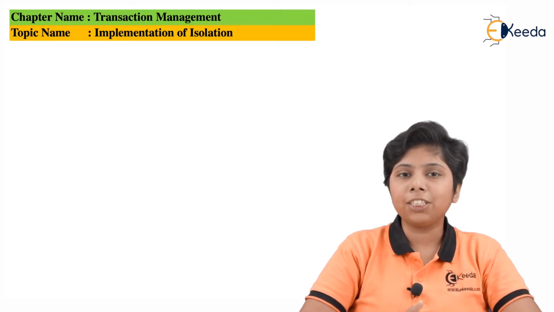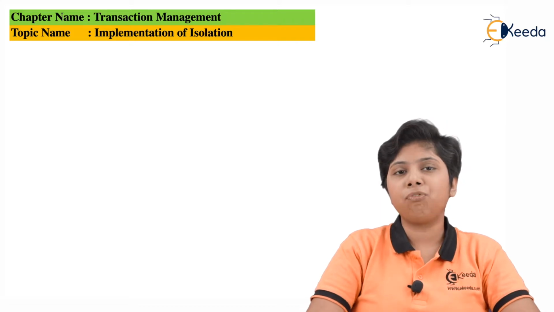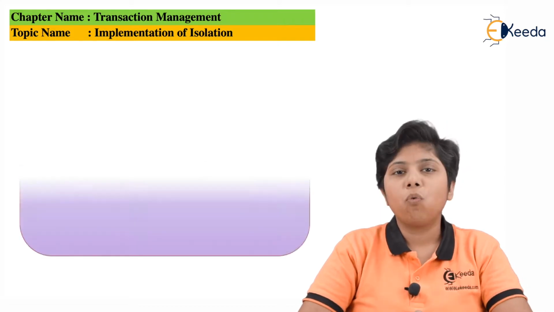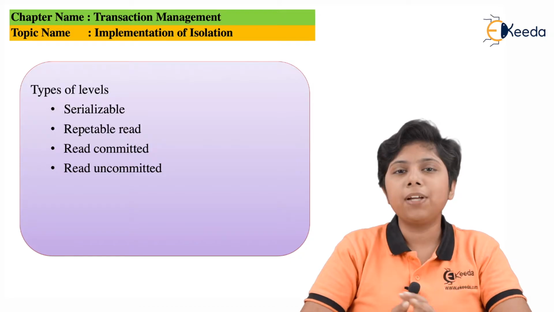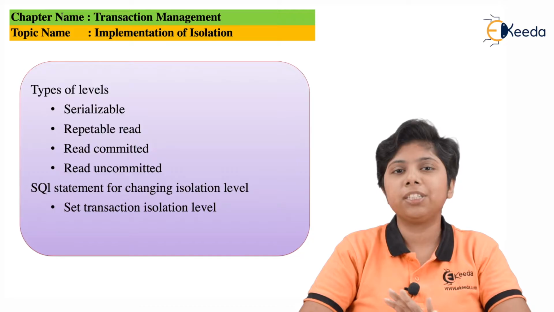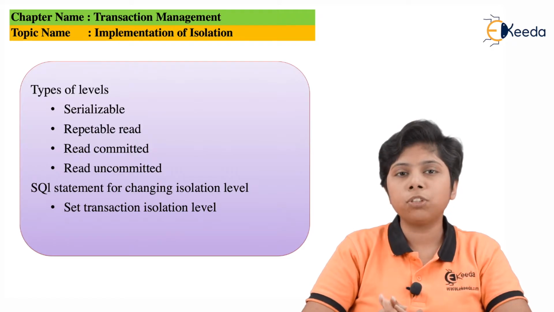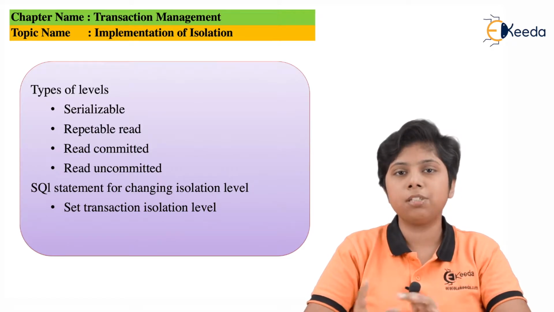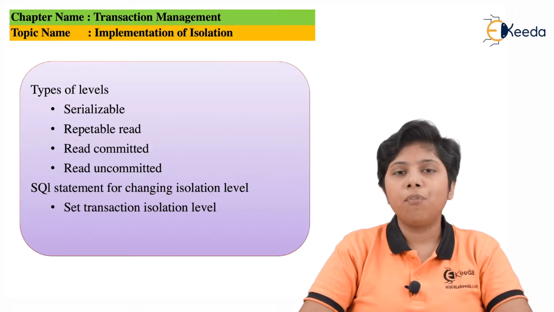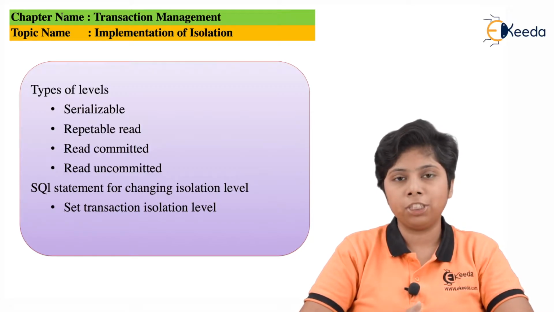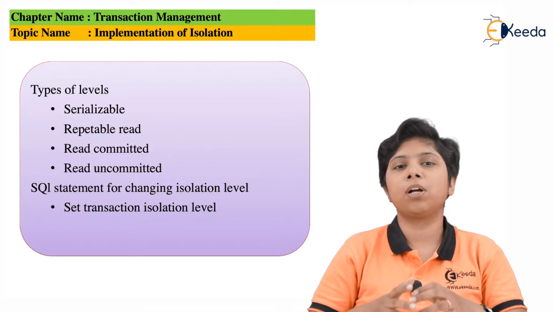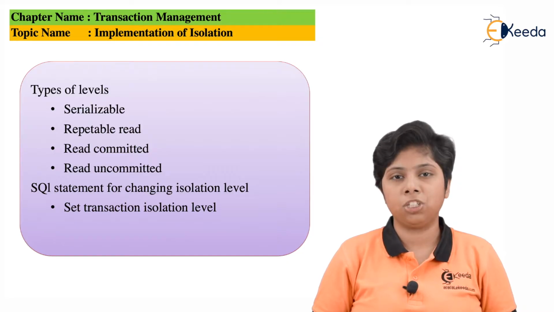Now, how can we achieve this? By defining different isolation levels. We can introduce many isolation levels to reach this isolation property. The first and highest isolation level is the serializable level. When we say there is a serializable level of isolation, we are saying that the transactions must be serial to each other.